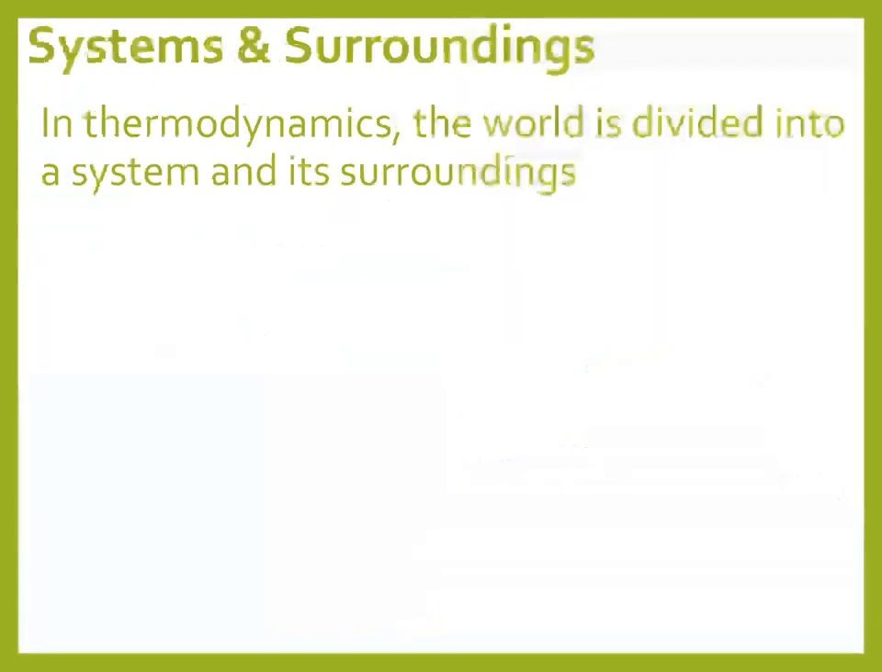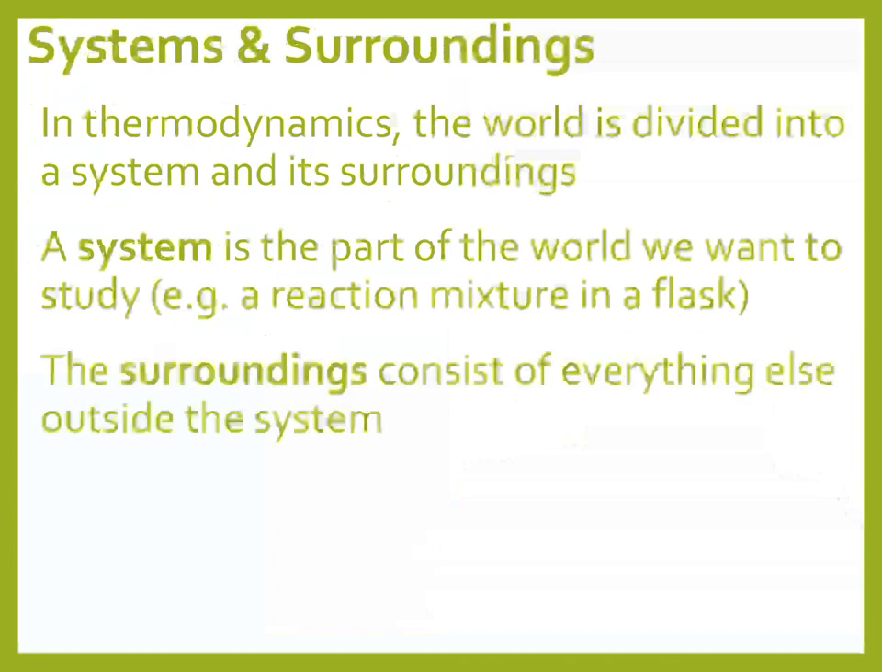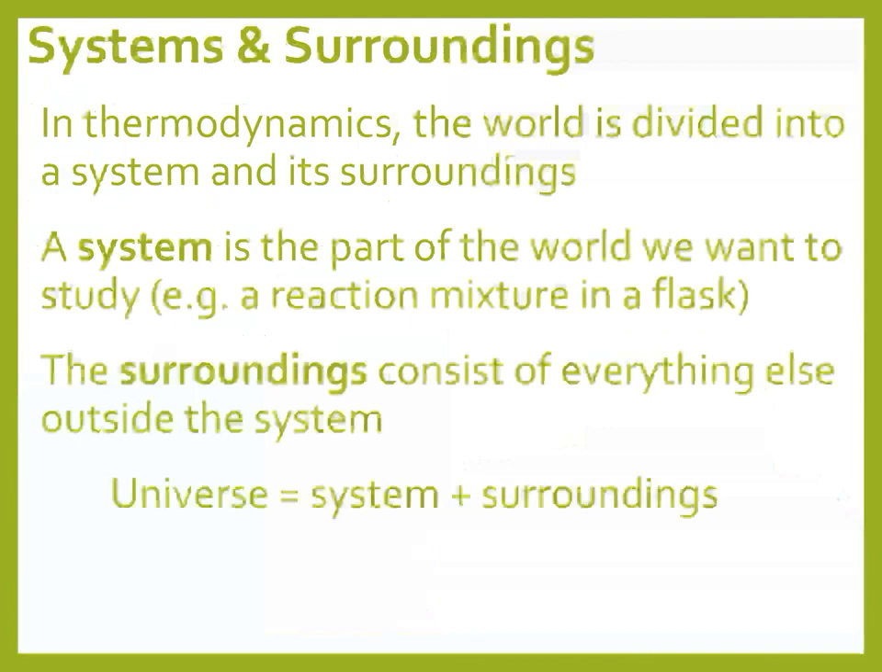We're going to take a look at some terms that you need to know for this unit. So in thermodynamics, we split things into the system and the surroundings. So the system is just the part that we're actually wanting to study. So for example, a reaction mixture in a flask, and the surroundings are everything else that aren't a part of that system. So everything in the universe is made of whatever system we're studying, and then the surroundings, so everything other than that system.